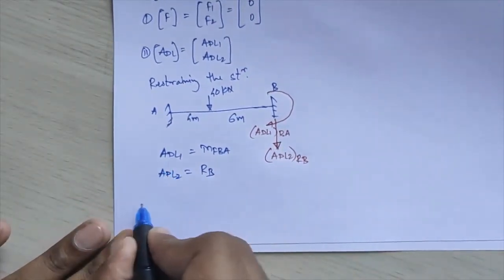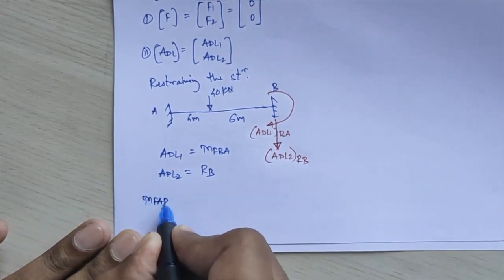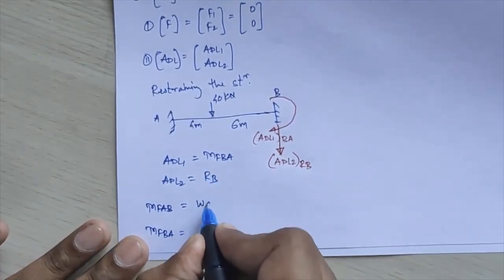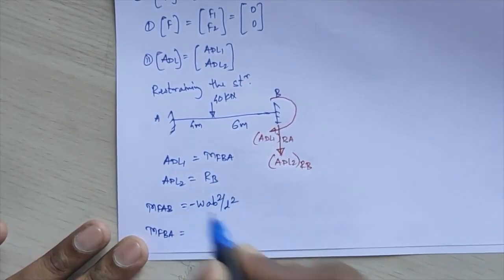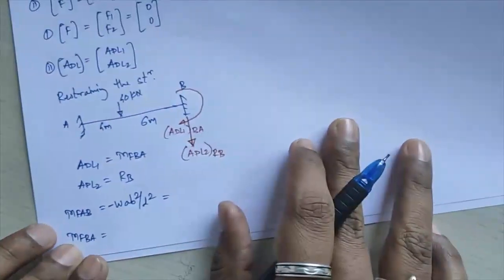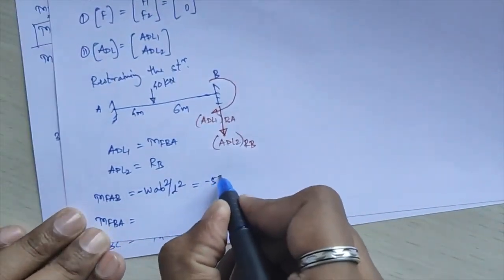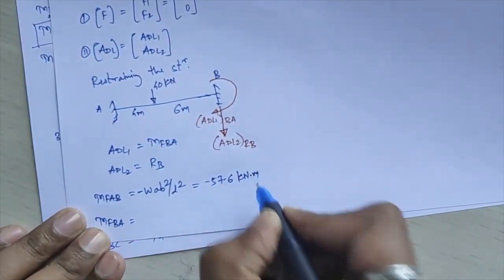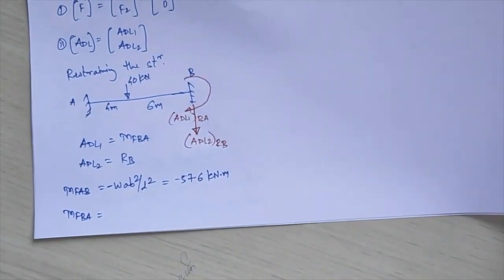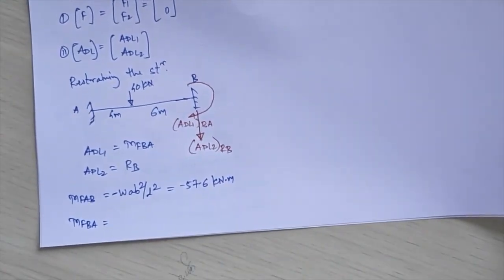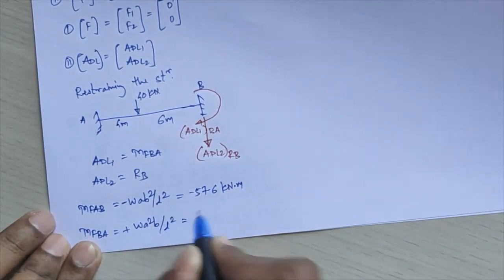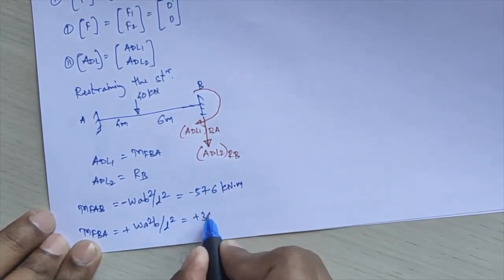So for friction moment we'll be having first MFAB and second MFBA. So MFAB will be what? WAB square by L square, and that will be negative over here. A is your 4, B is your 6. So this value I am getting equal to minus 57.6 kilonewton meter. Okay, 40 into 4 into 6 square divided by 10 square. And same way MFBA, I'll get that as plus WA square B divided by L square. So this I am getting as plus 38.4.